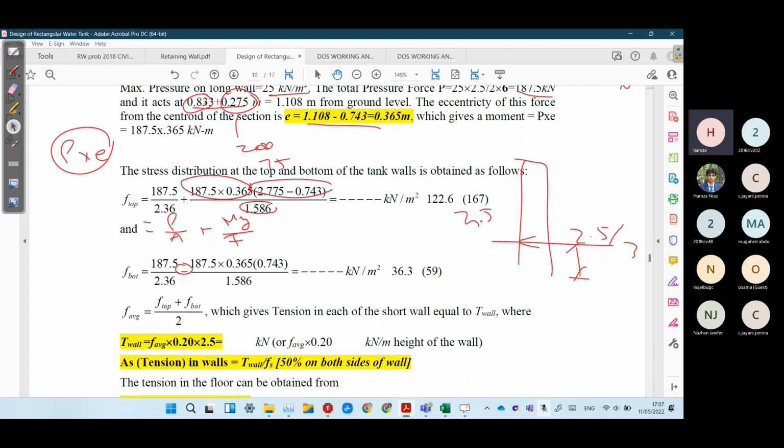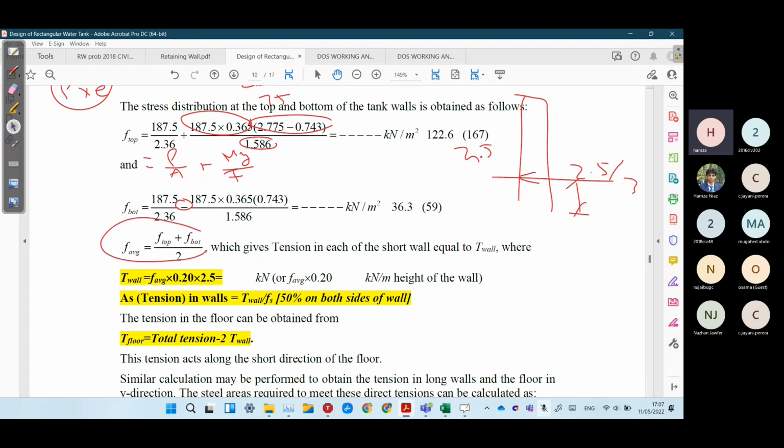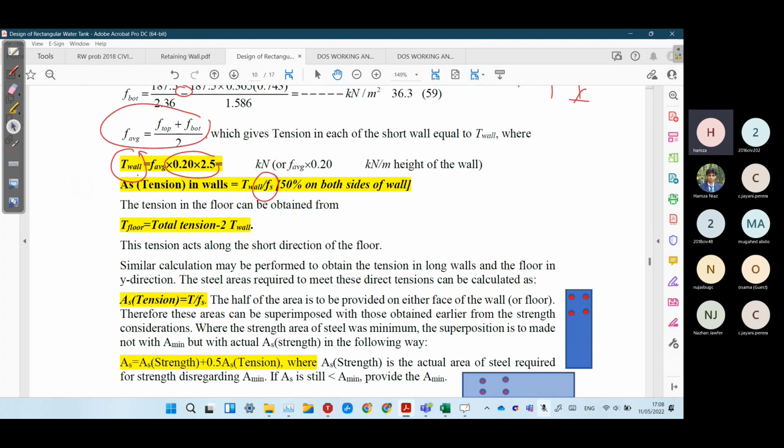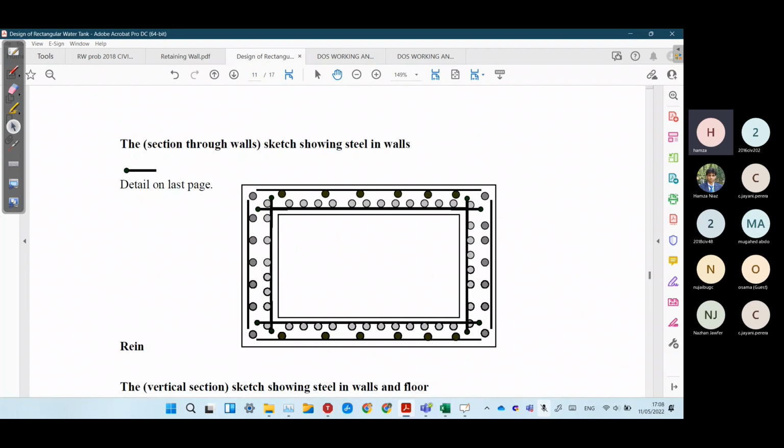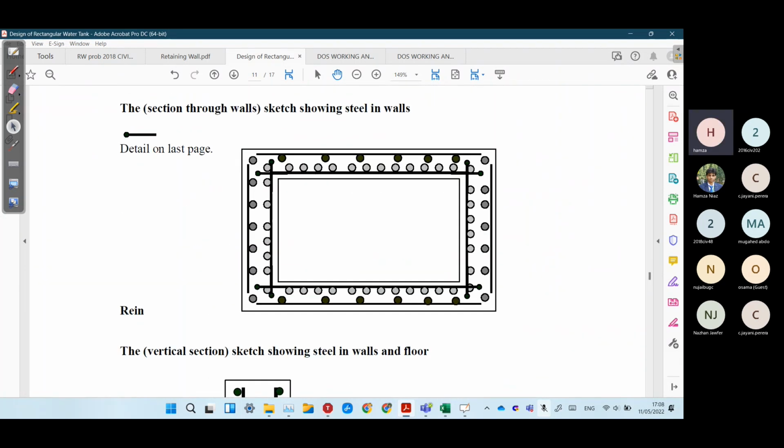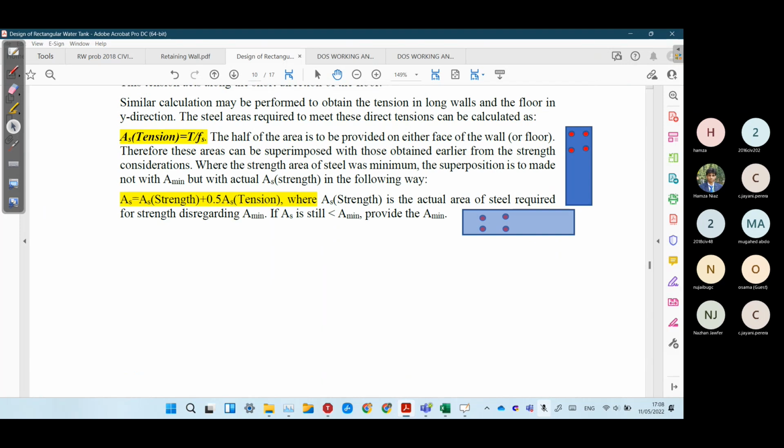So calculate this. Calculate the average of top and bottom stresses multiplied with the wall thickness. We can get tension force in kilonewtons. We divide by allowable stress. We can get the tension area of steel. So this way we can get the area of tension in steel. So this is how we can design the retaining wall, water tank. Any question?